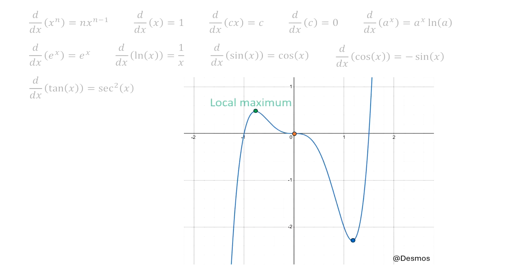A local maximum is a point where the function reaches a peak in a small neighborhood. In other words, the function increases before the point and decreases after it. If you're climbing a hill, the top of the hill is a local maximum. A local minimum is a point where the function reaches a low point in a small neighborhood. The function decreases before the point and increases after it.